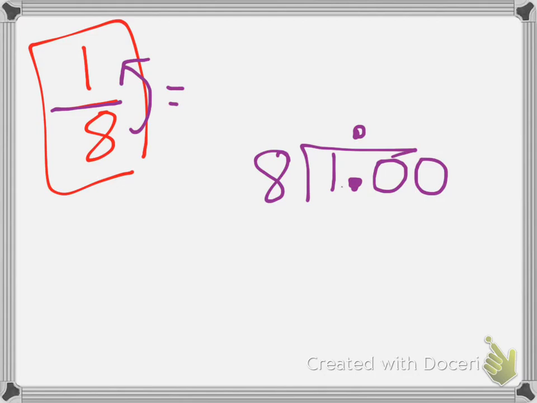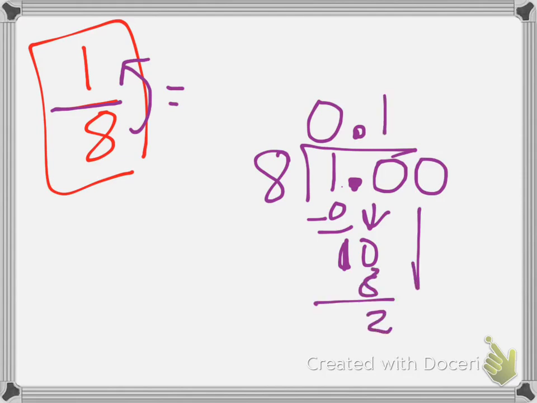So can 8 go into 1? Nope. And then we subtract, and then I bring down my 0. Can 8 go into 10? Sure can, 1 time. Bring down my other 0. Can 8 go into 20? How many times? Good.